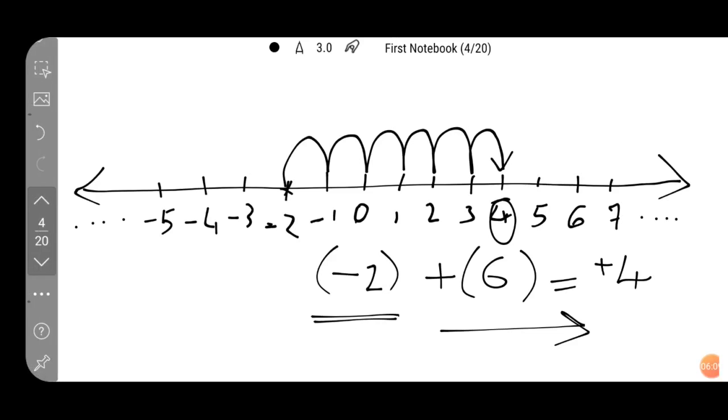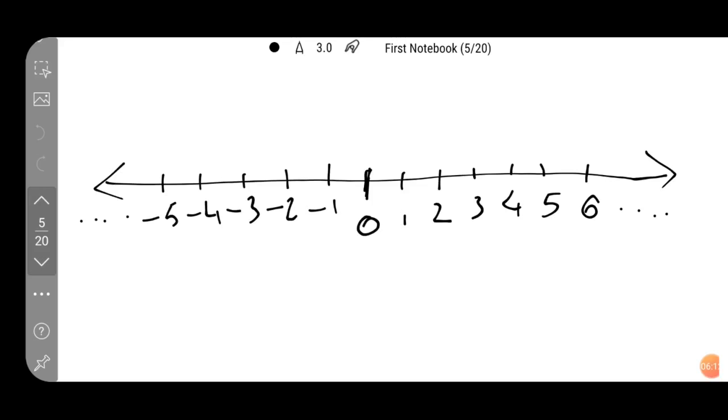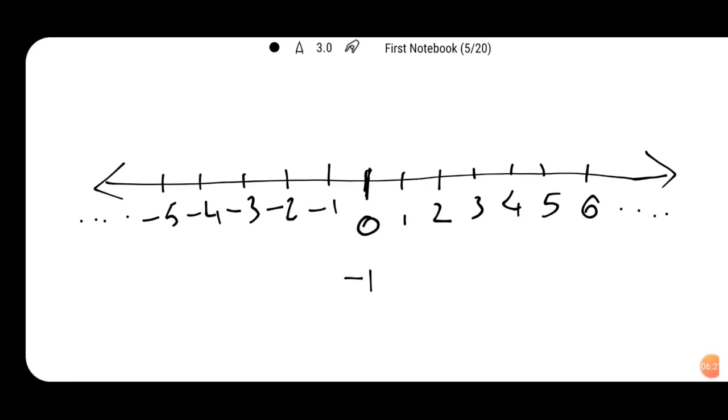Now one more case is left, that is, both numbers are negative. Now we are adding negative 1 to negative 3. Let's take small numbers, else we would have to extend this number line a lot. So here we are adding negative 1 to negative 3. Both numbers are negative. Anyway, we will start from the first number. Which is our first number? Negative 3. So we will start from here.